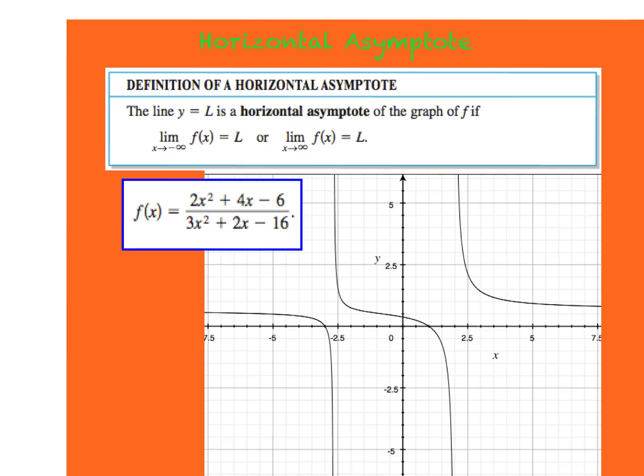So I need you to write this out. A horizontal asymptote is when we take a limit to negative infinity and a limit to infinity. It's both.